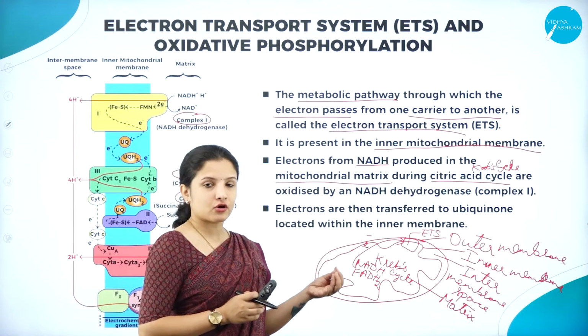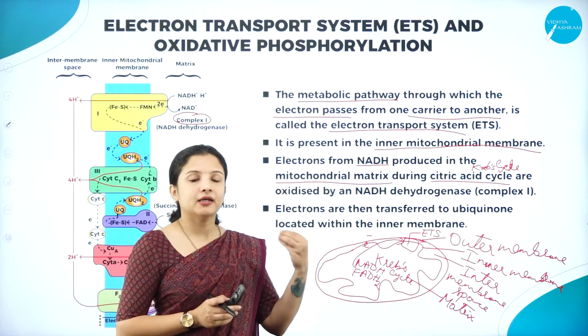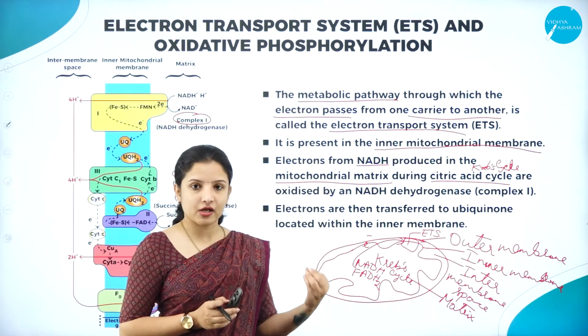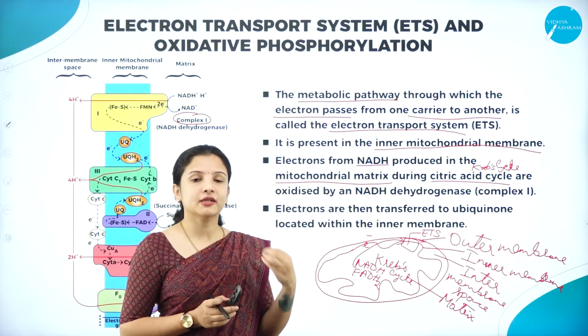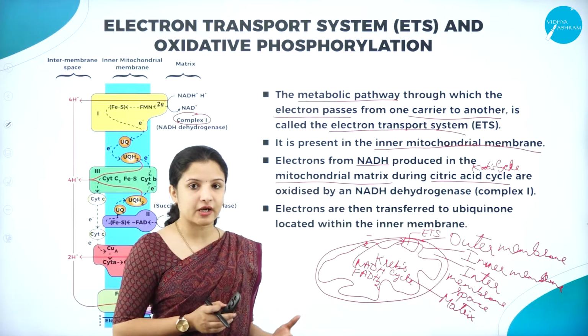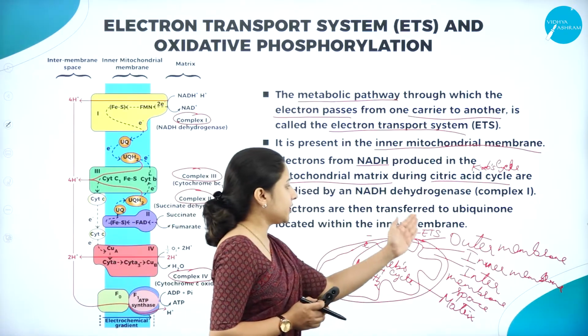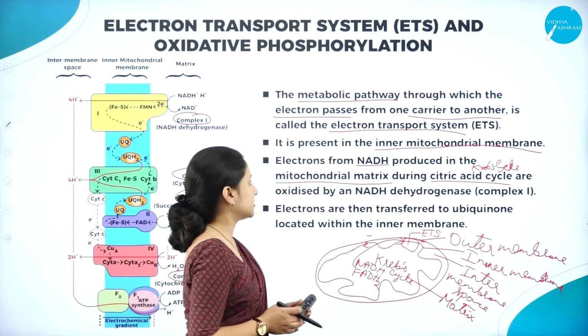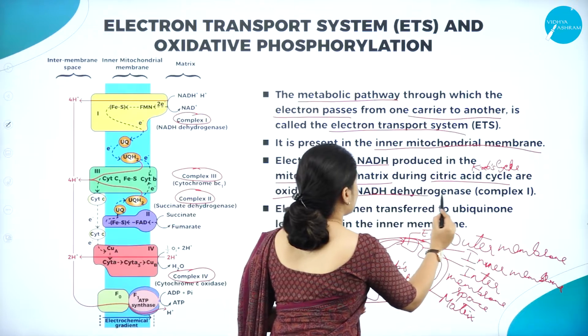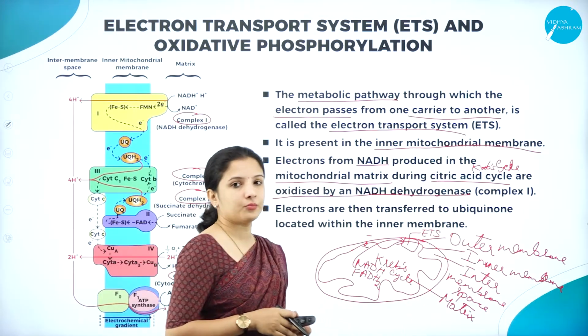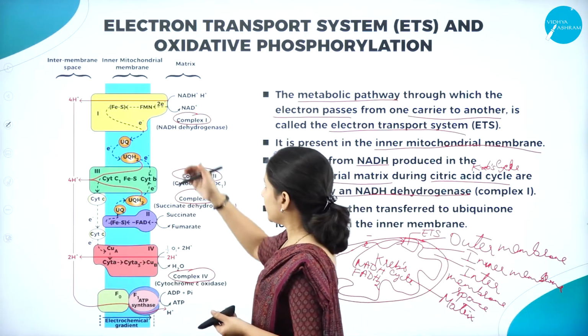So therefore, electrons that are produced by the NADH and the FADH2 that are formed during the citric acid cycle or the Krebs cycle in the matrix of the mitochondria, they will be supplied to the electron transport system. So they will be oxidized by a NADH dehydrogenase complex. So now I need to make you understand.